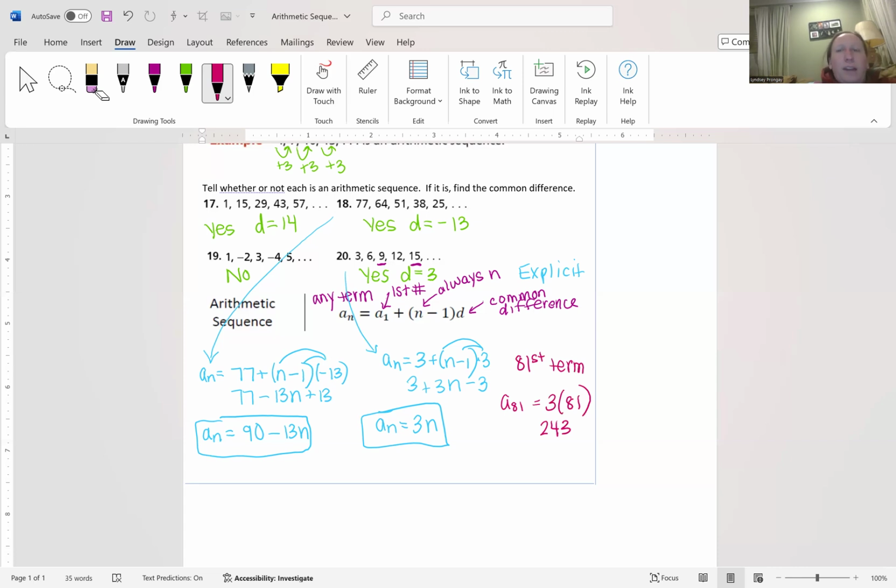So that is the basics of our explicit formula for our arithmetic sequences. And now you will go practice.